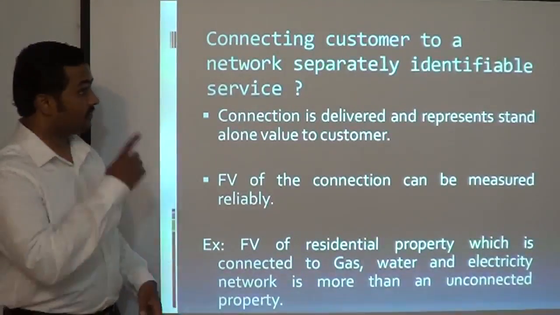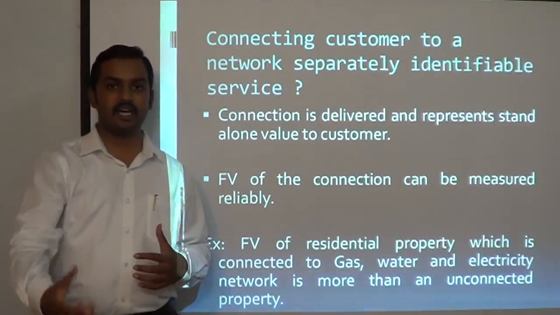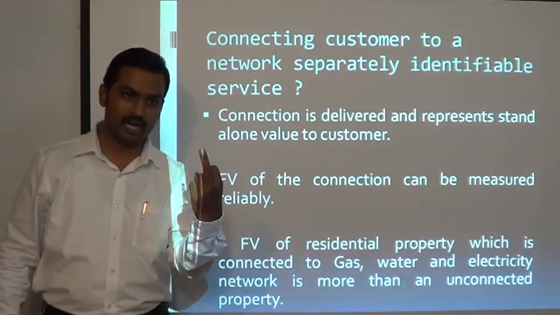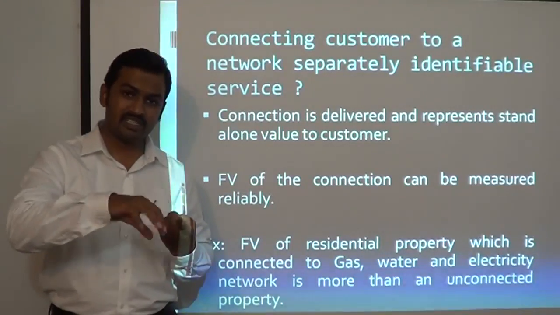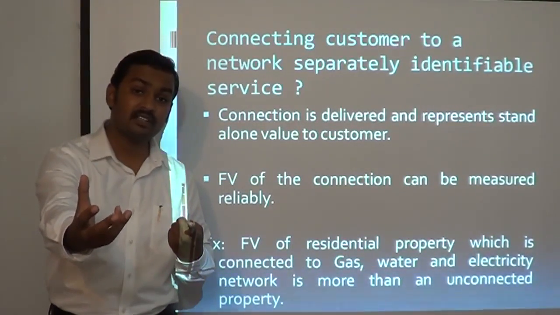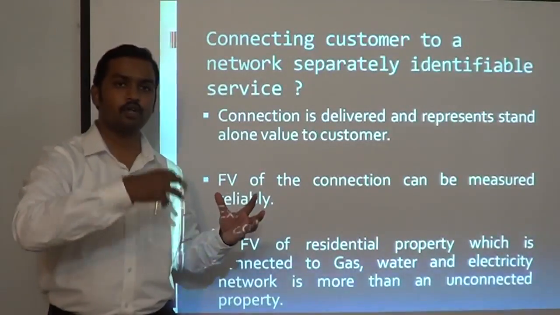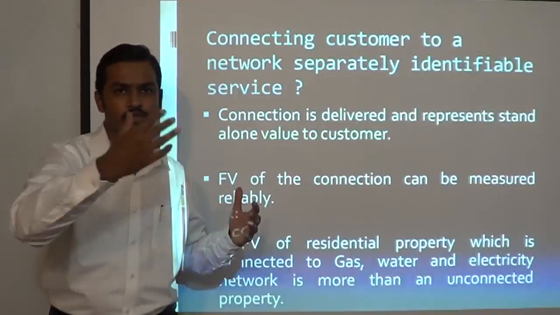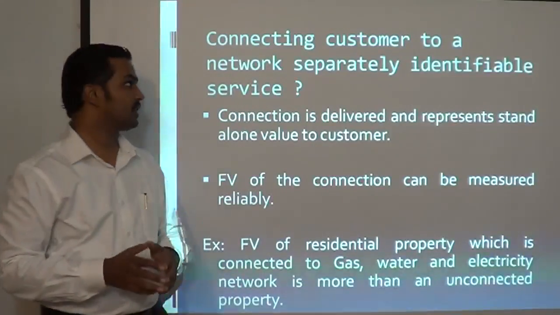Connecting customer to a network: separately identifiable service. See, I told you, in exchange for the asset, I can provide two services, either or both. First is providing connectivity to the customer. Sometimes this itself can be a service which I am providing in exchange for property, plant and equipment, or it can be providing the customer access to ongoing supply of goods and services. That means continuously I'll keep supplying goods and services, or sometimes both. Okay. So now let us take the first component.